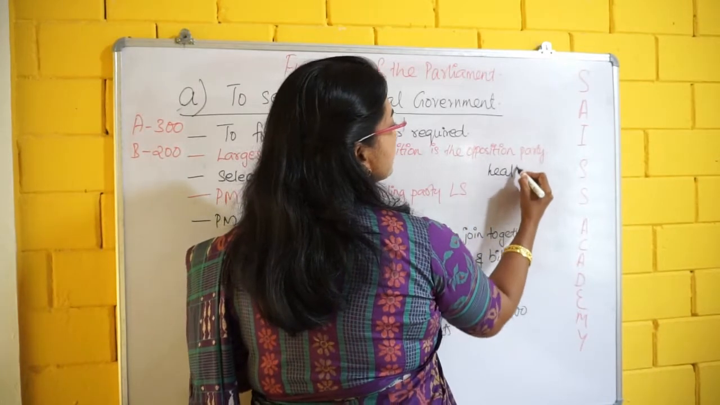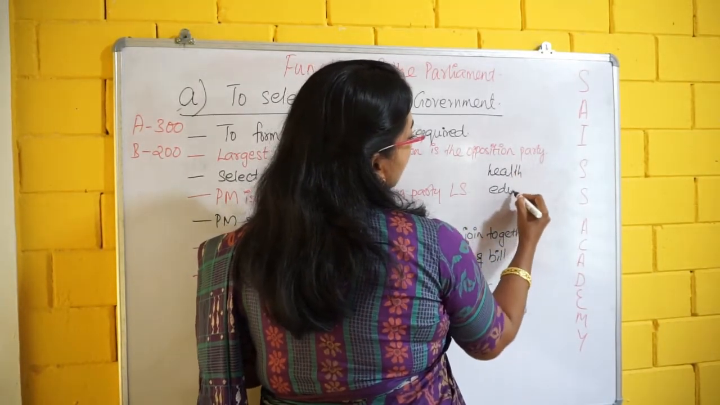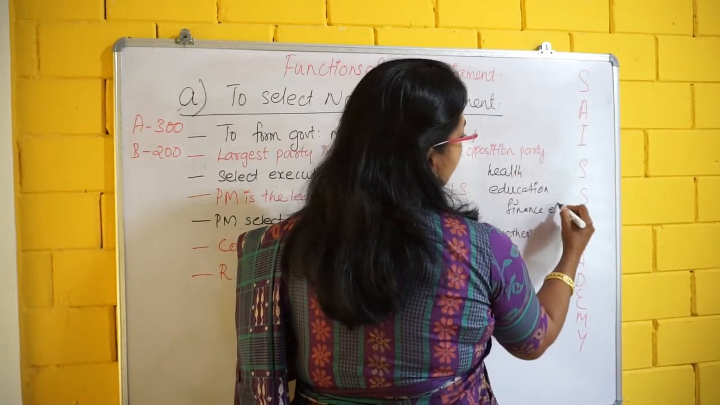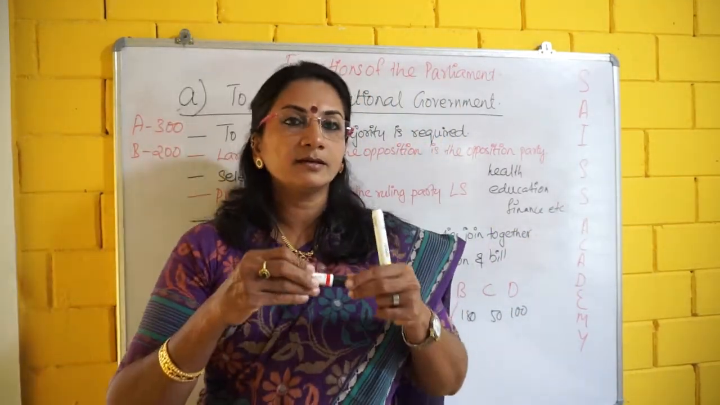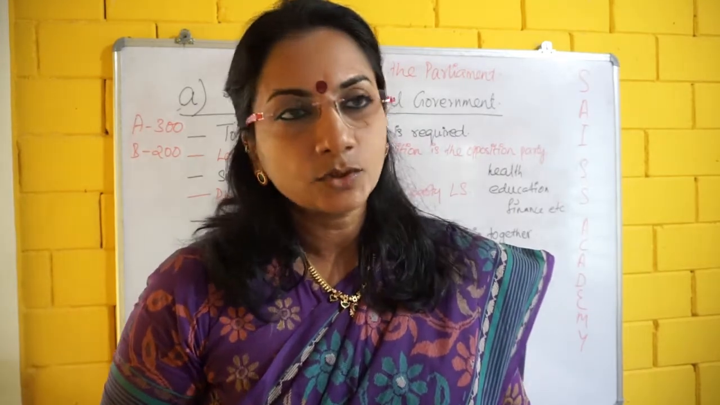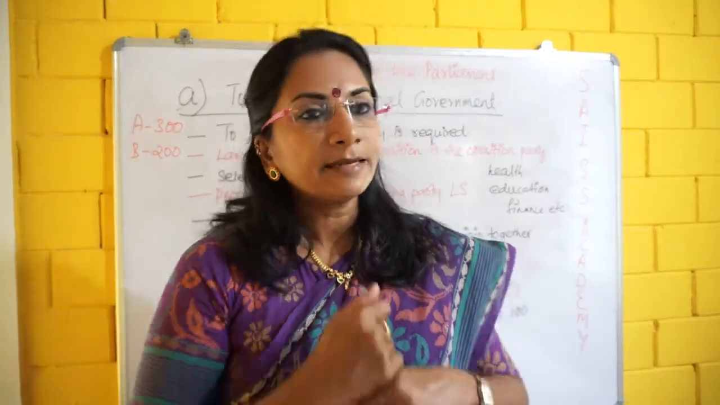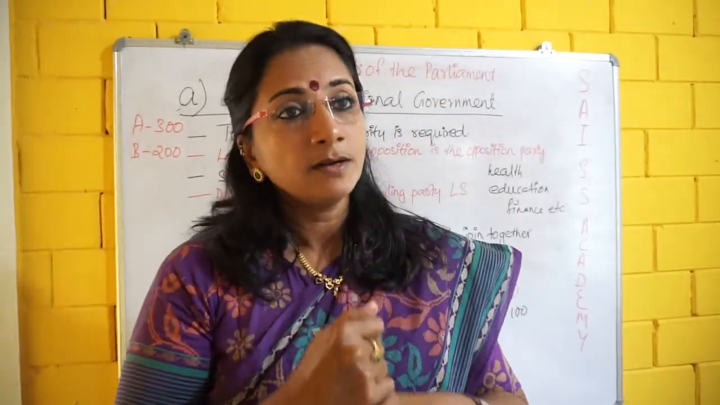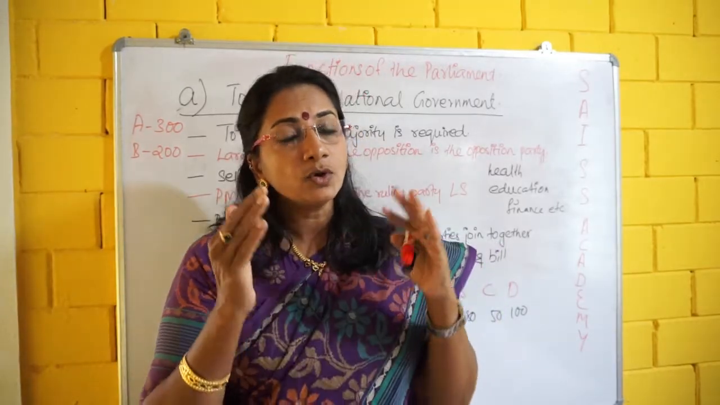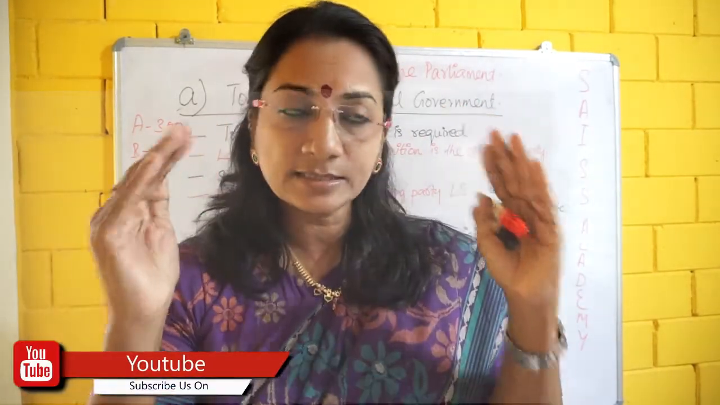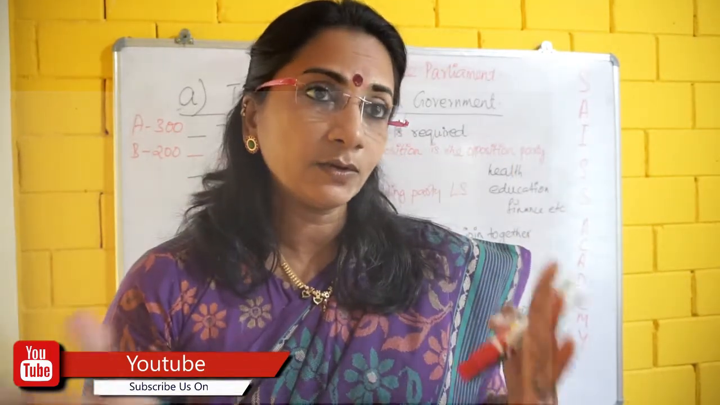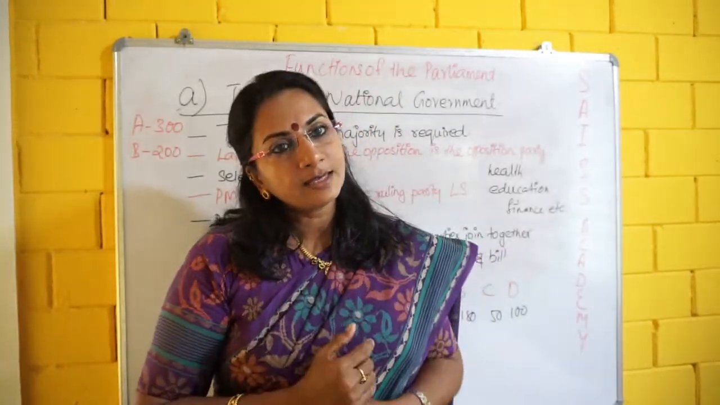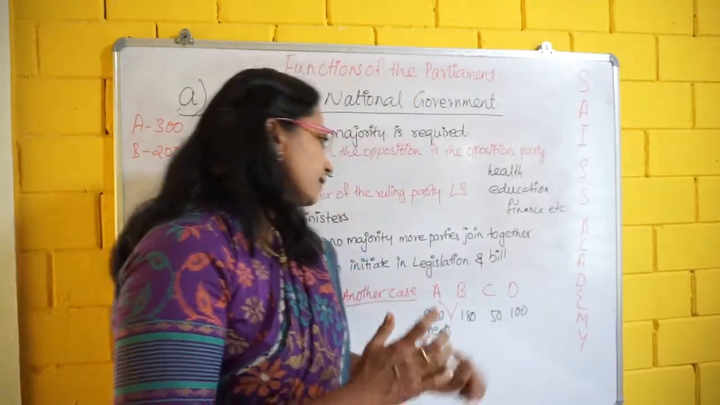Many departments are there: health, education, finance, etc. Isn't it? So these ministers will take charge of those departments. Next, we have the Rajya Sabha. The Rajya Sabha represents the states. Members of the Rajya Sabha are represented from each and every state. We know that. That means the Rajya Sabha has the power to legislate a bill.